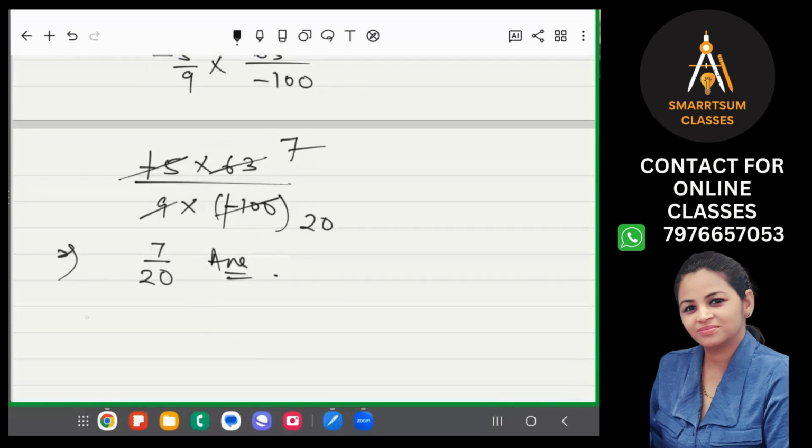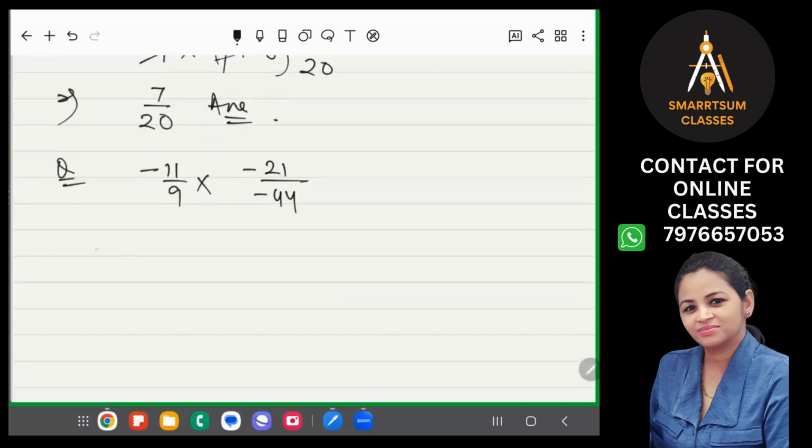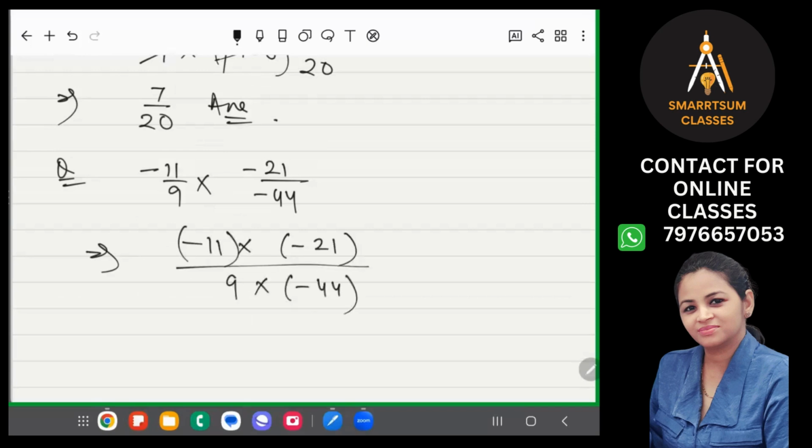Okay. Similarly, if we are multiplying minus 11 upon 9 into minus 21 upon minus 44, right? So first write down, multiply the numerator and denominator separately and write them. 9 into minus 44. And now find out the common factor. So minus 11 and minus 44, it will go for 4 times. Minus 11 into 4 is minus 44.